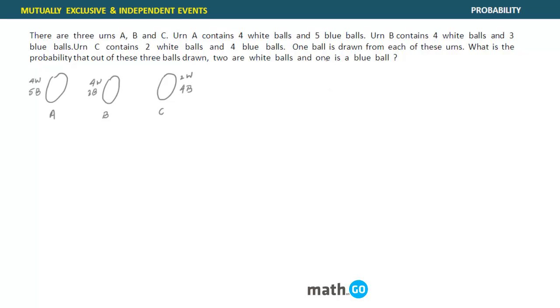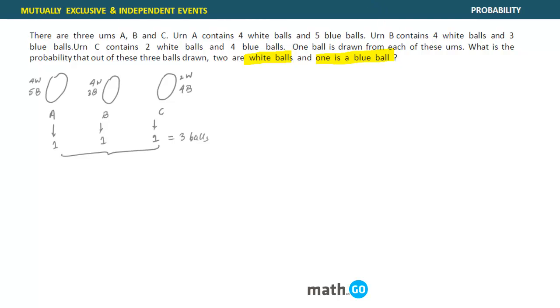Okay, so now one ball is drawn from each of these bags. So you pick one here, you pick one from this bag, and you pick one from this. So in total you have selected 3 balls. You need to find the probability that 2 are white and 1 is blue.